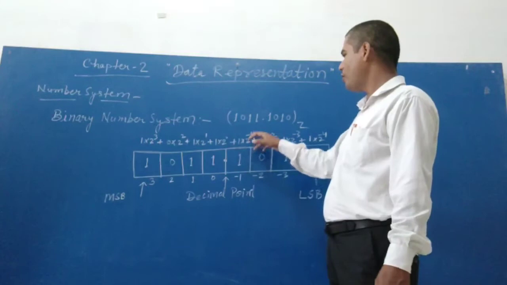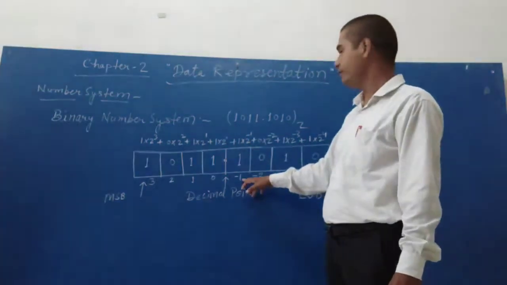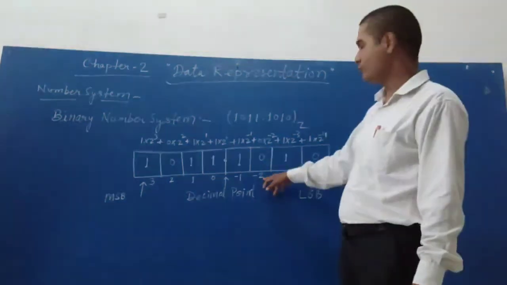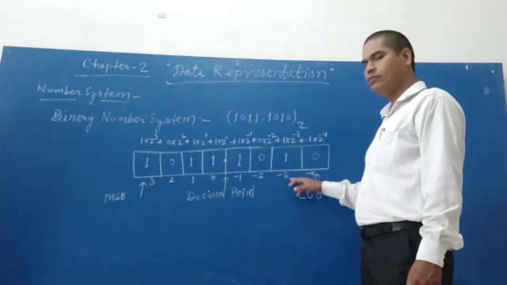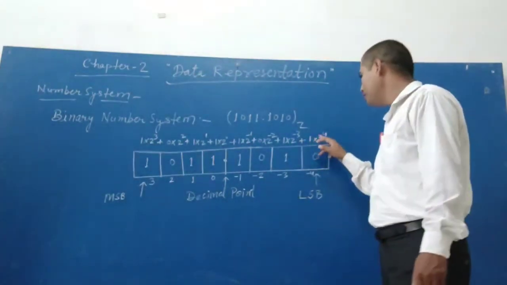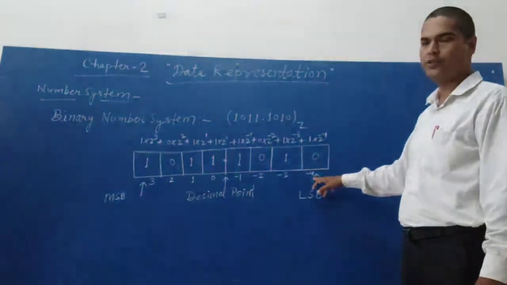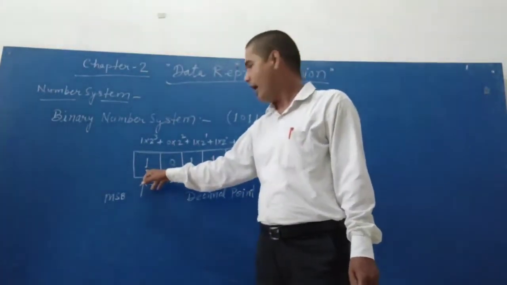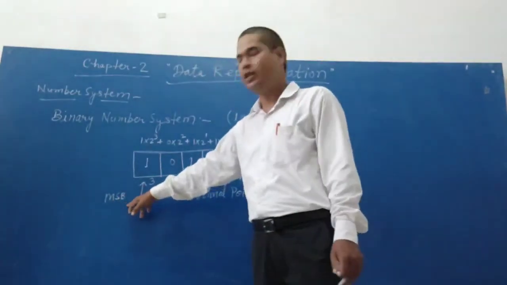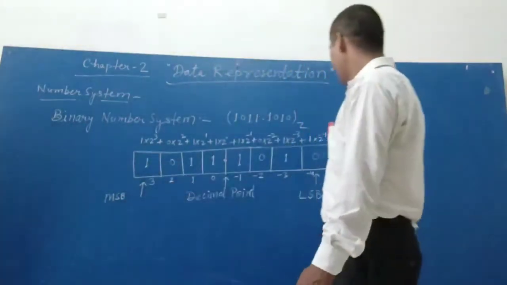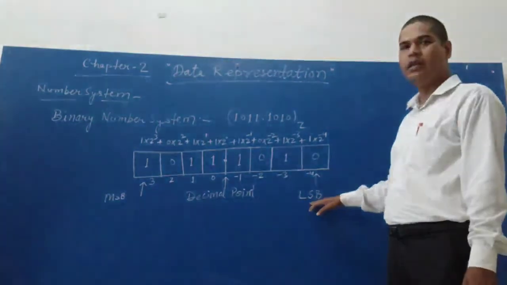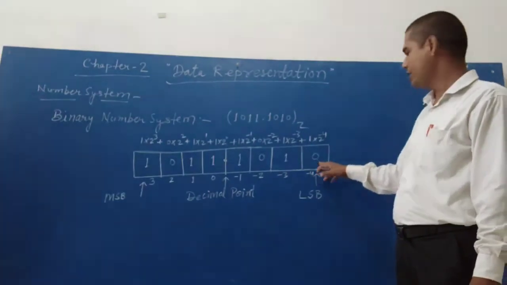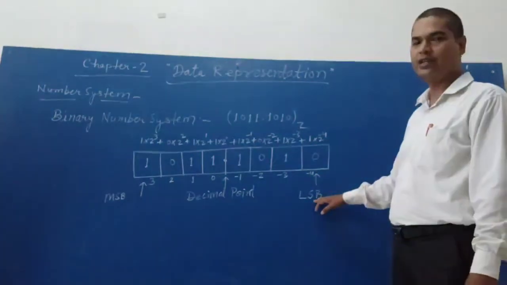So 1 into 2 to the power minus 1 because its position is minus 1, 0 into 2 to the power minus 2 because its position is minus 2, 1 into 2 to the power minus 3, position minus 3, 1 into 2 to the power minus 4, position minus 4. So this binary digit has the most significant bit, its value is the highest, and the LSB, least significant bit, its value is very low, that's why it is known as the least significant bit.